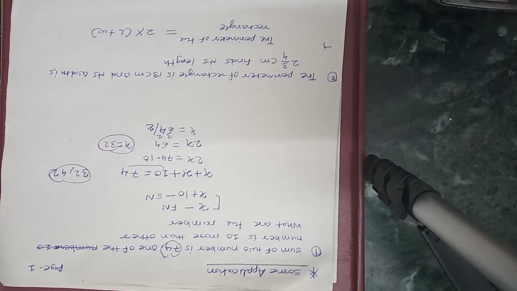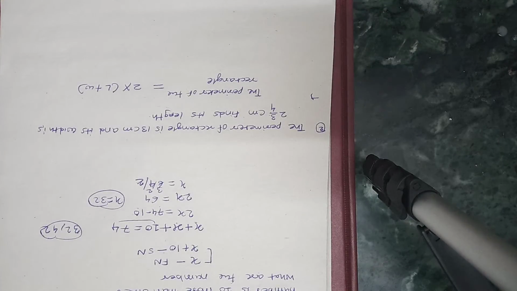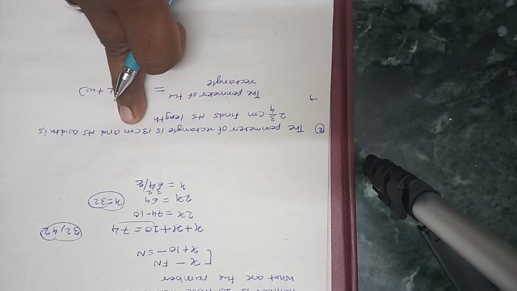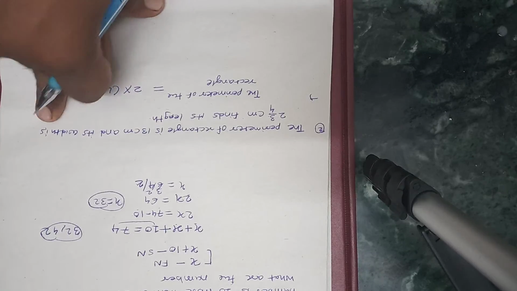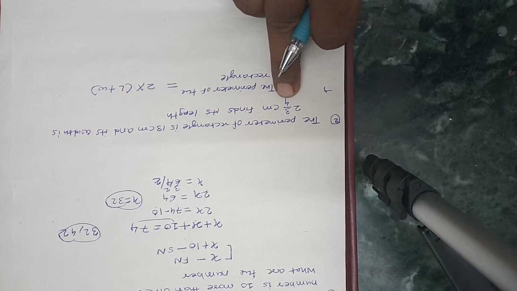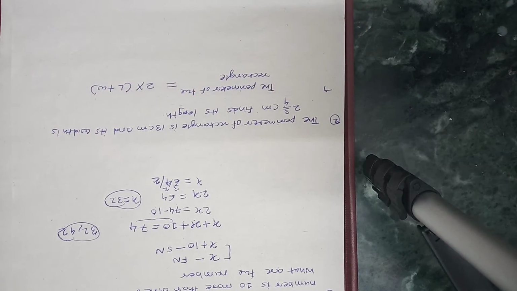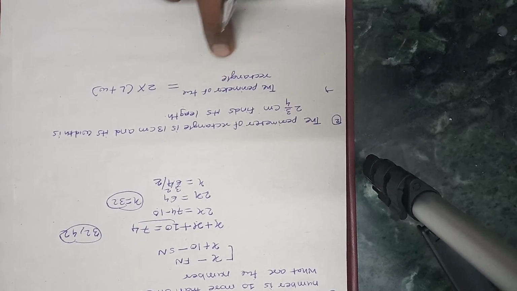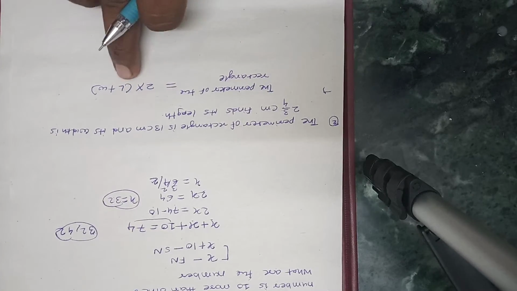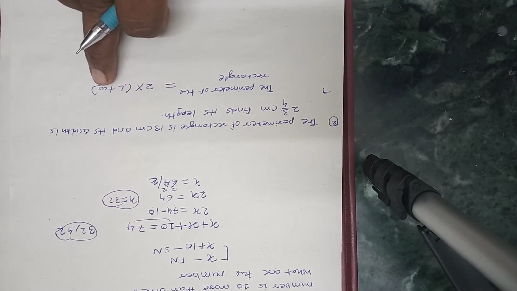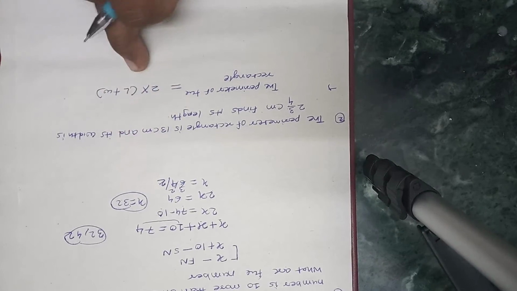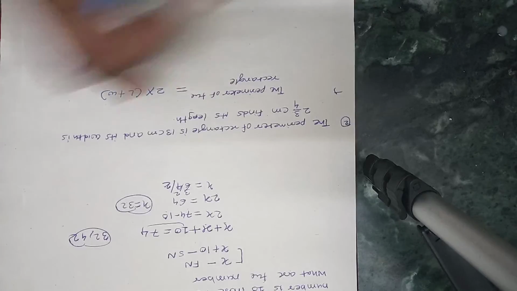In example number 2, what they said: the perimeter of a rectangle is 13 cm and its width is 2 into 3 raised to 3 by 4 cm. Find its length. For perimeter I have already written the formula here. The perimeter of a rectangle is equal to 2 into bracket L plus W, where L is length, W is width, and bracket complete.